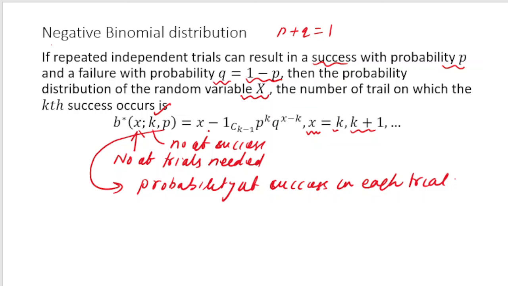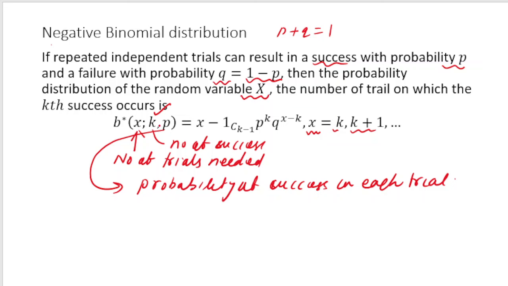To get k successes, you may be required to perform the experiment k plus 1 times, or k plus 2 times, right? If you are very unlucky, you may have to continue till the very end, till infinity, to get the k successes. So how do we basically obtain this formula? I am trying to explain.